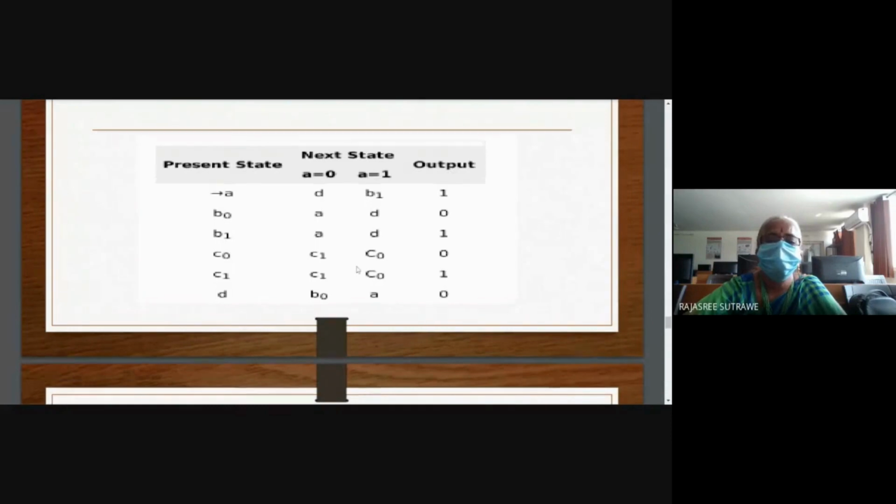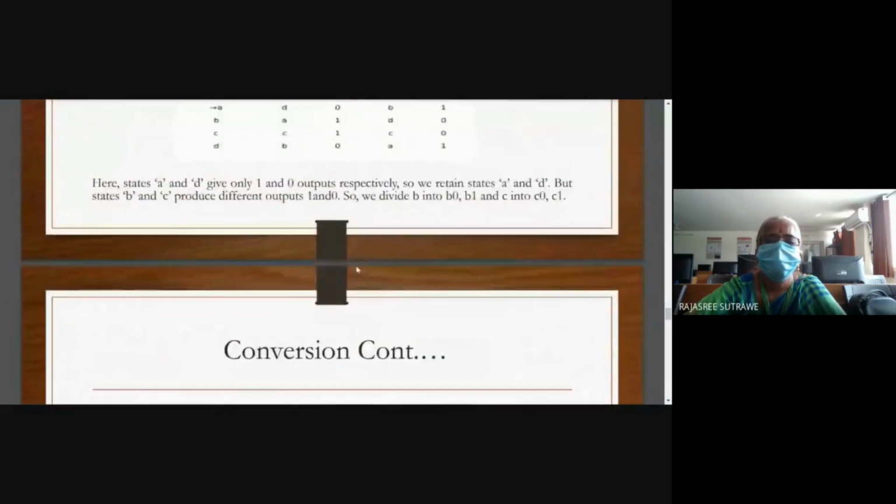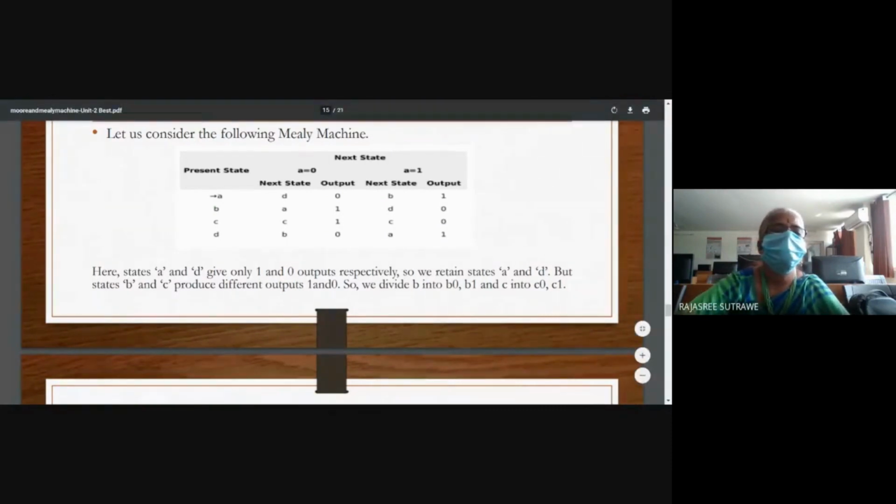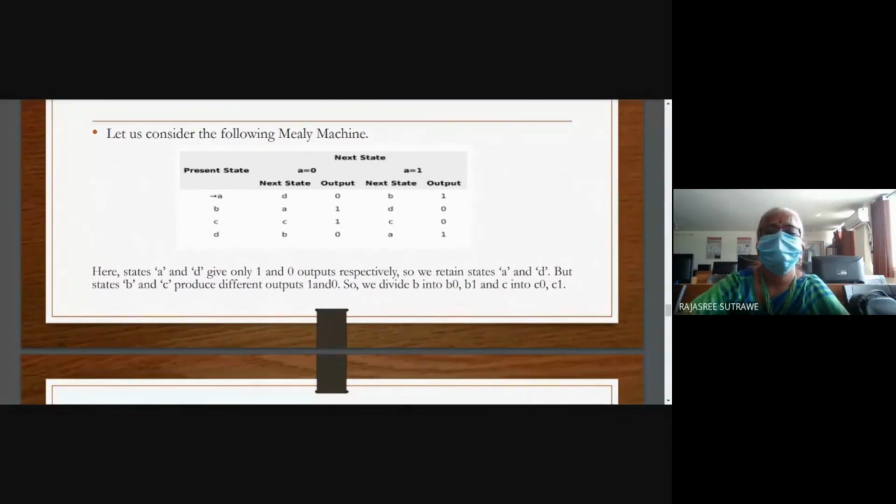So if you see here, for B is equal to A1 is same. But here you have B1. Output is B1. So next state we are calling it as B1. Let me explain this with the help of this table. You will understand easily.